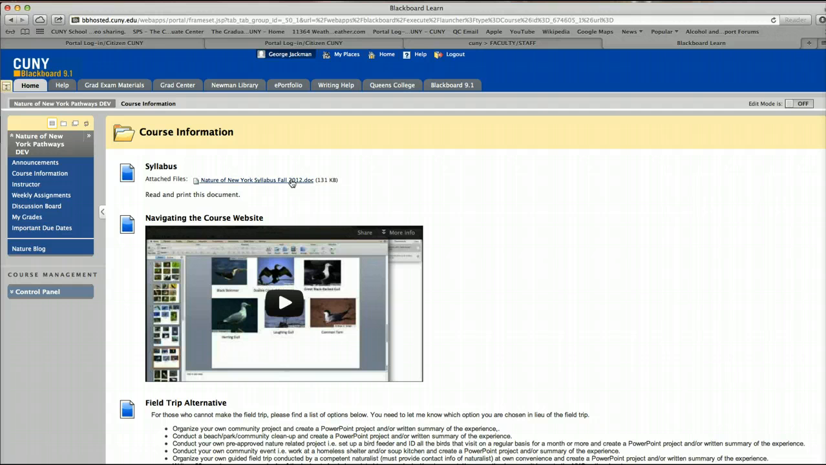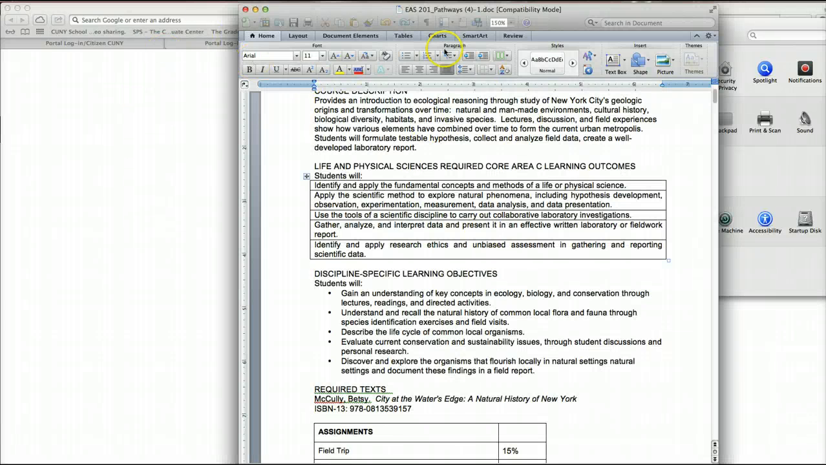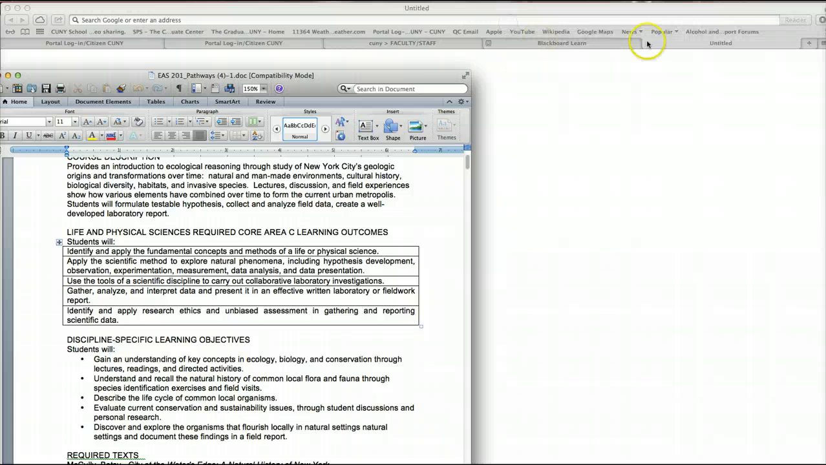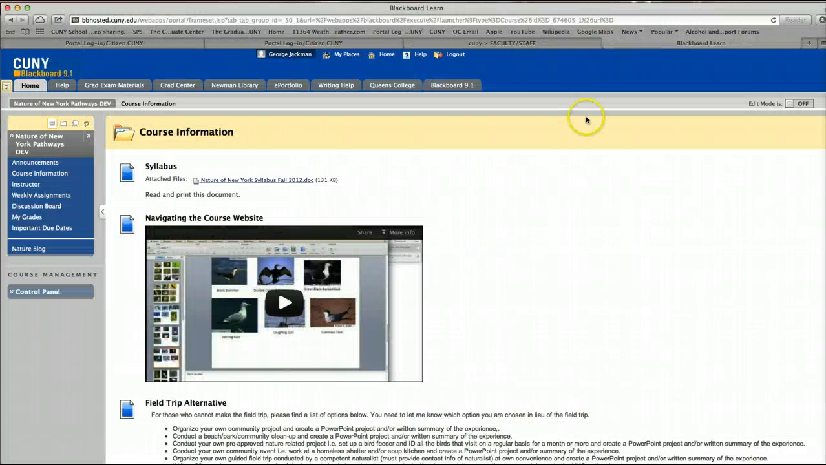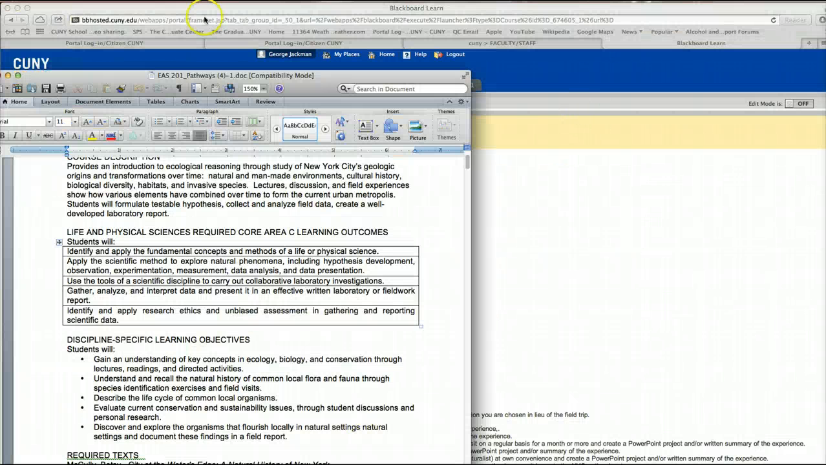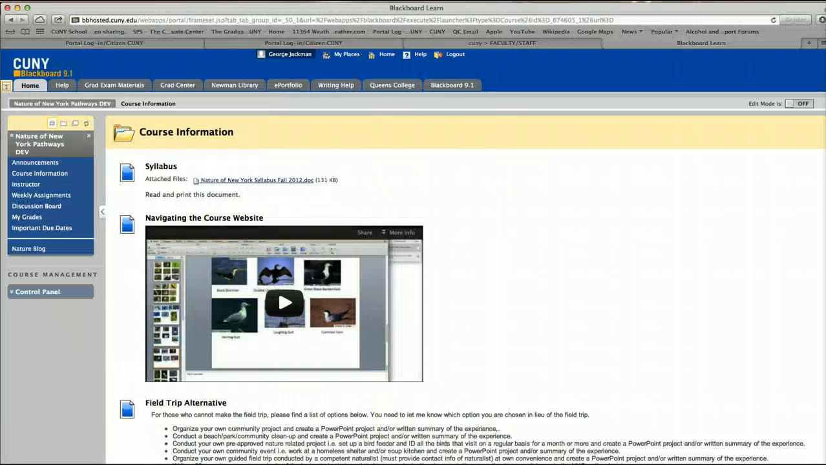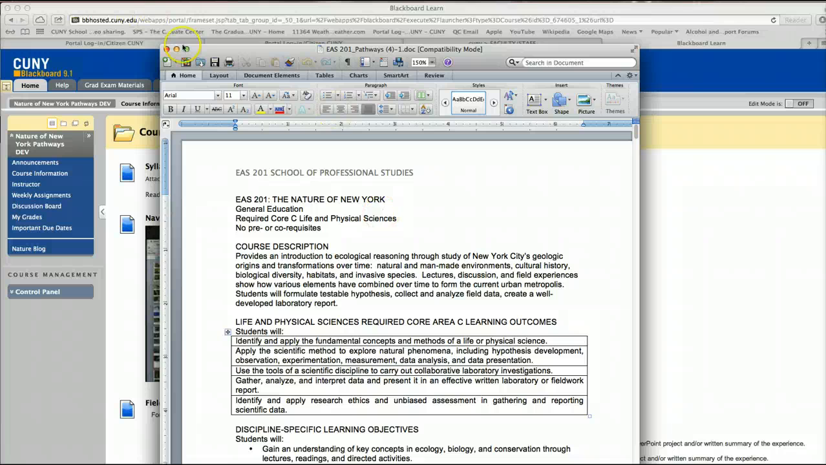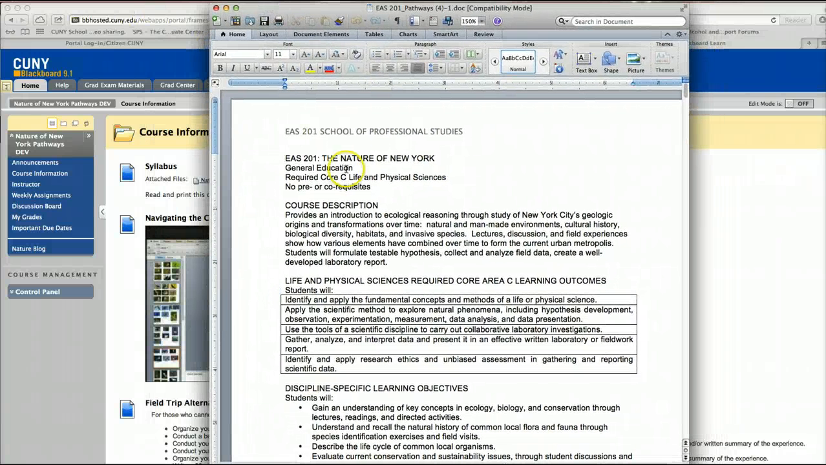Okay, that's it for that, but here we go. Let's click on the syllabus. And I already have a Word document right here. Let me move that out of the way. Click that, and get back to where I was. And where's my Word document? Okay. And here's our Word document. Here's the Nature of New York.